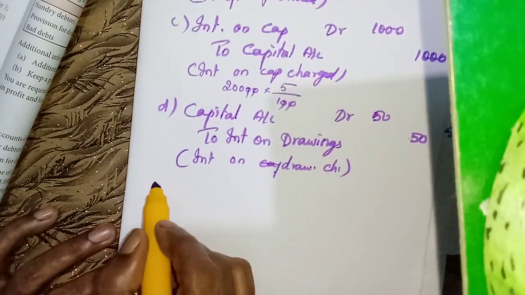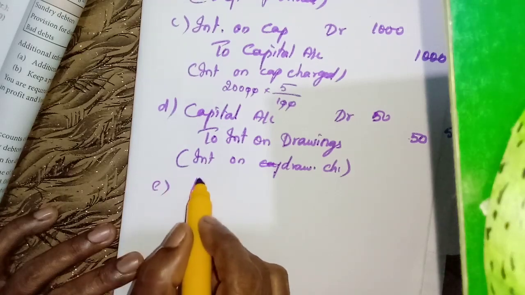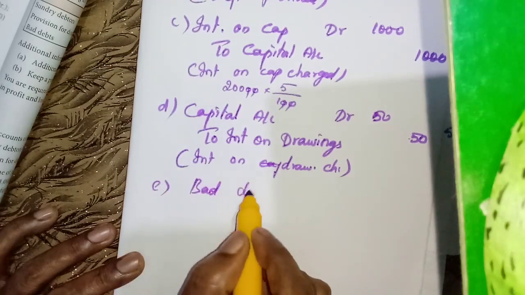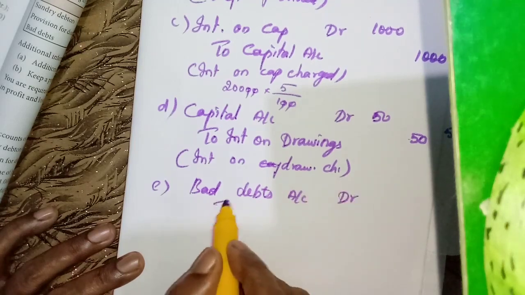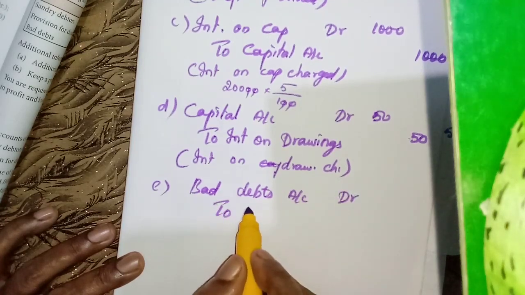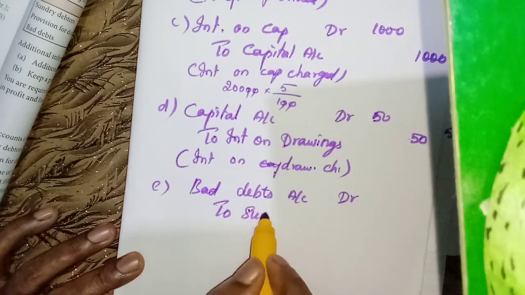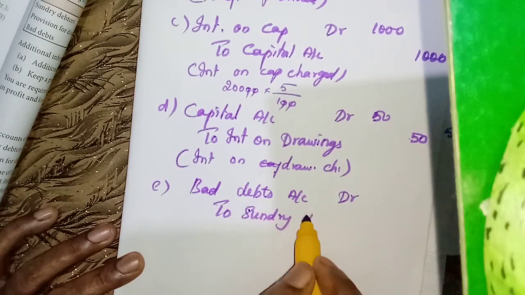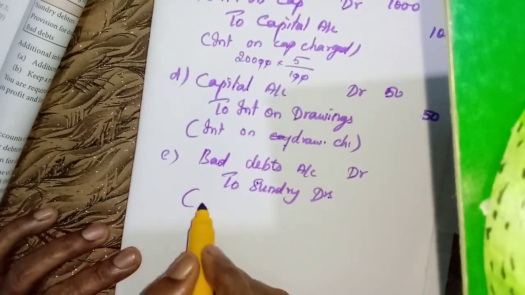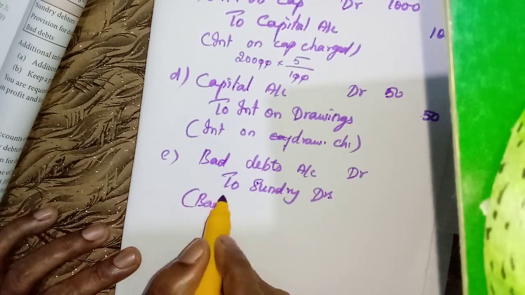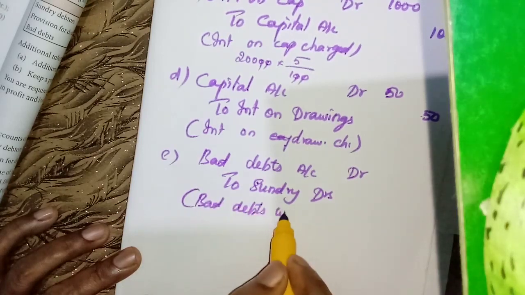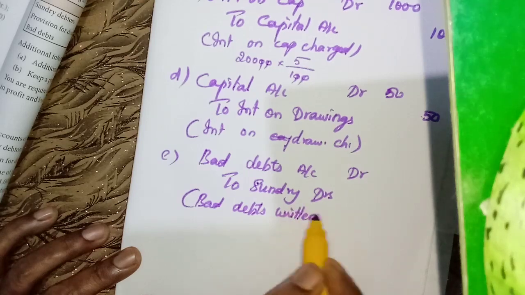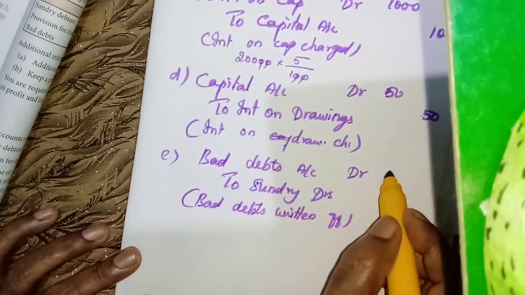Bad debts. Bad debt is a loss. Bad debts account to sundry debtors. Bad debts written off. Okay. $500.